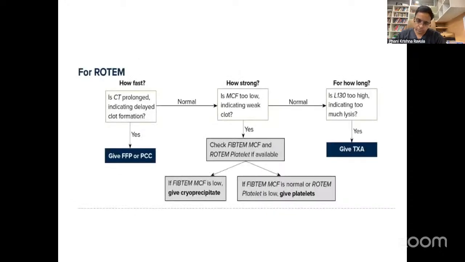So from ROTEM, we have an idea about how fast the clotting process is happening. If CT is prolonged, then we have to give FFP or PCC. If MCF is low, then we have to give either cryoprecipitate or platelets, depending upon the FIBTEM. And if lysis is more, then we have to give tranexamic acid to the patient.